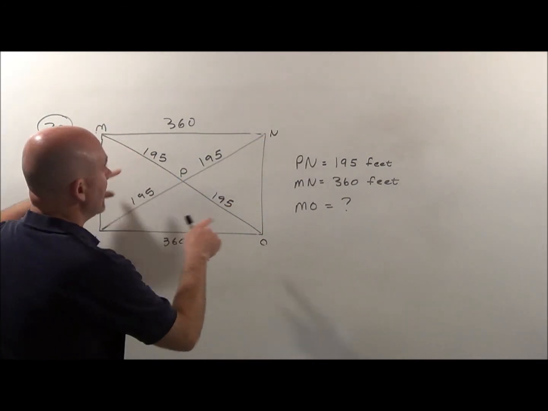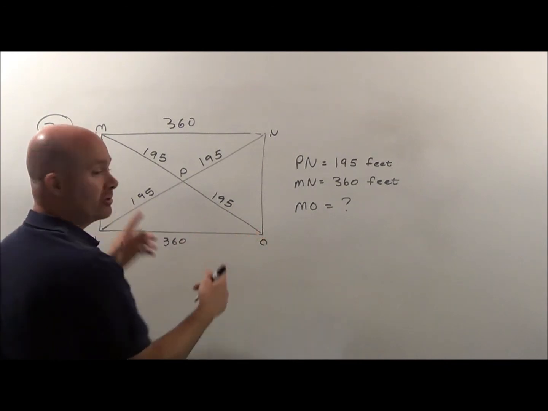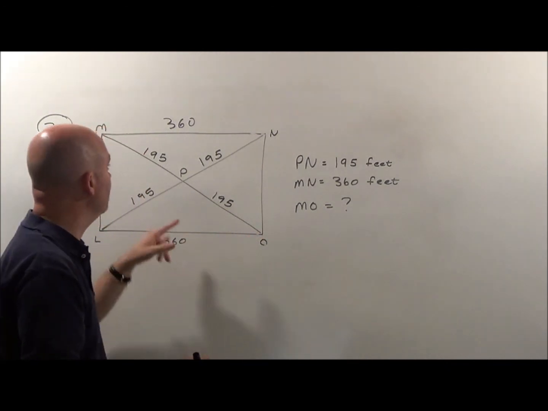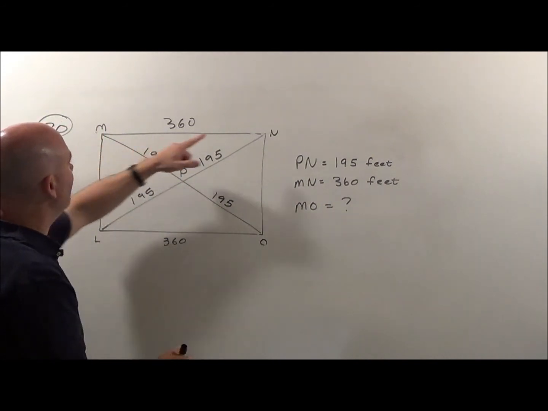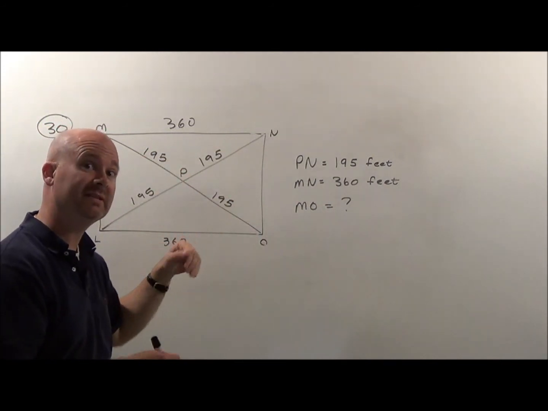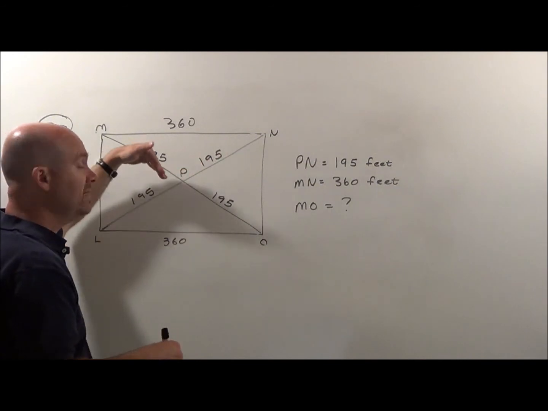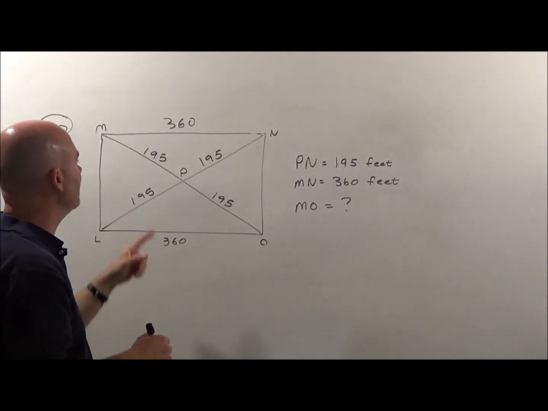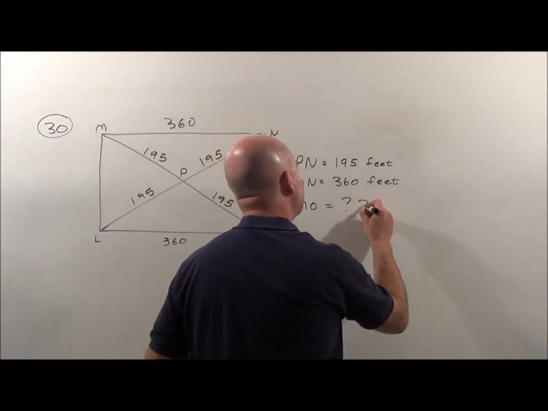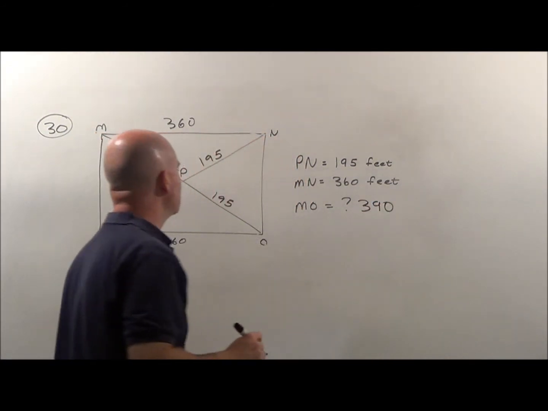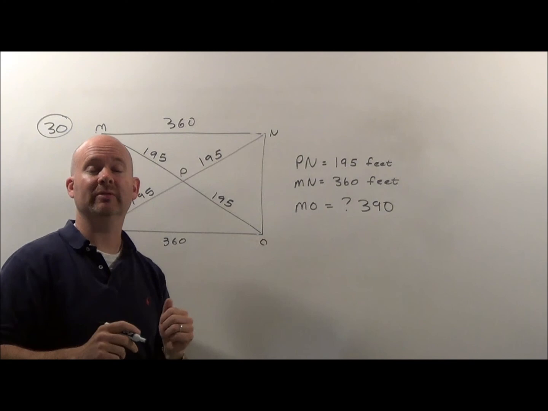It's basically saying, hey, what is M to O? They were trying to trick you pretty much in the problem to see if you knew, hey, since that's 195, that's 195, and checking to see if you knew that in a rectangle, diagonals are exactly the same length. So if I just add 195 and 195, that should be 390. So that's our measurement.